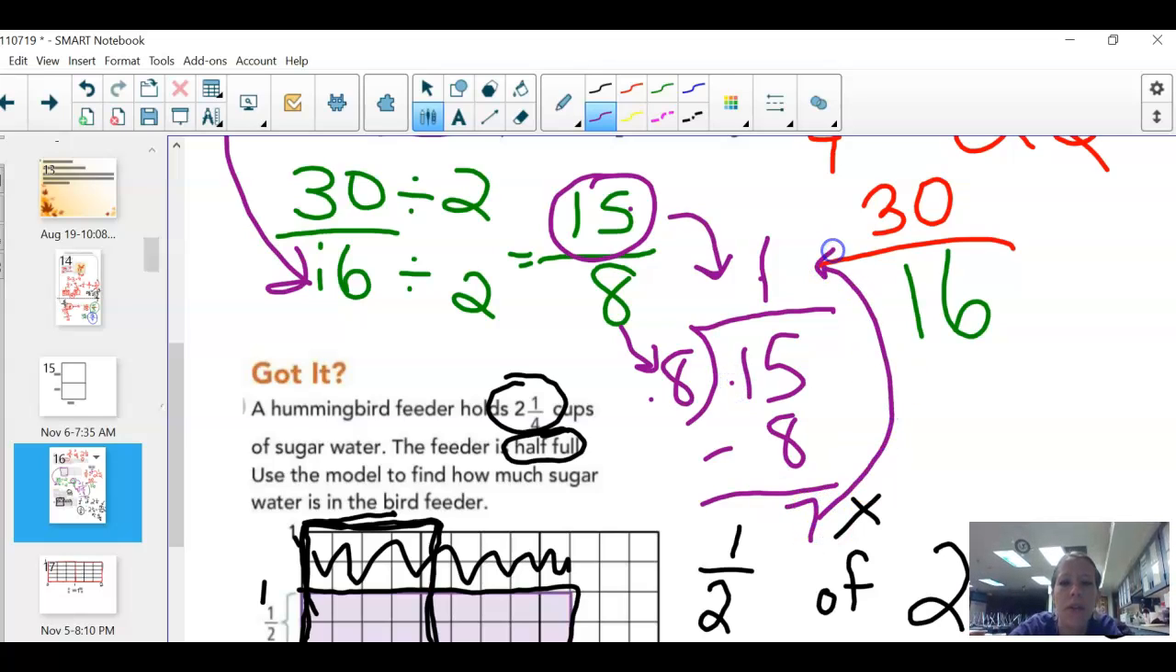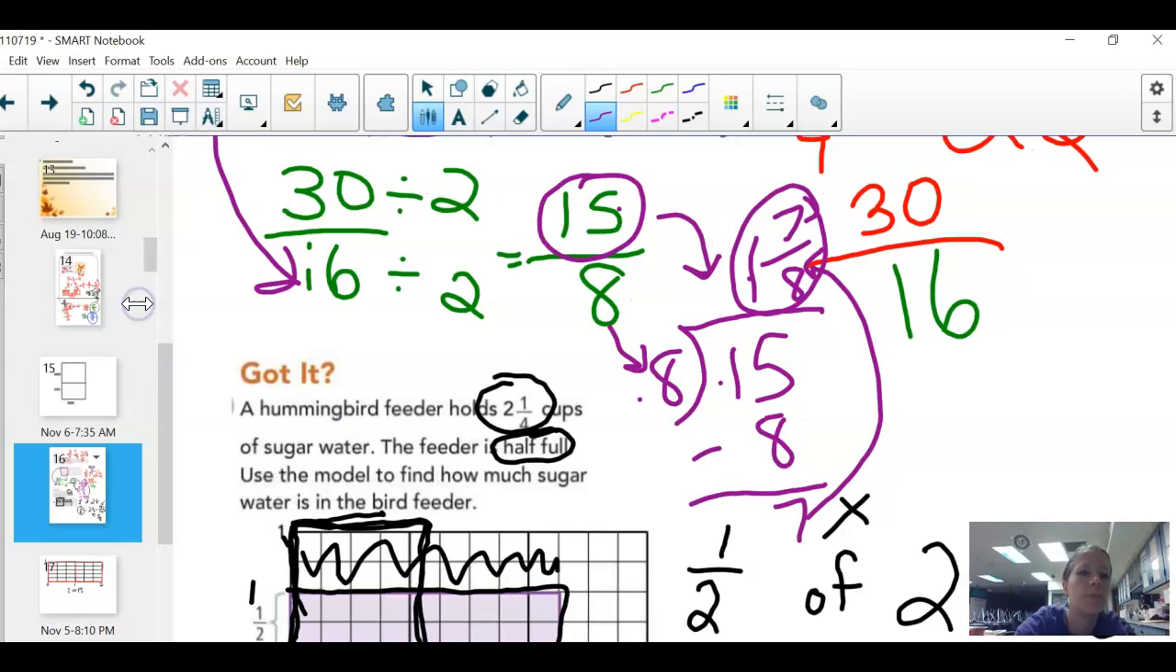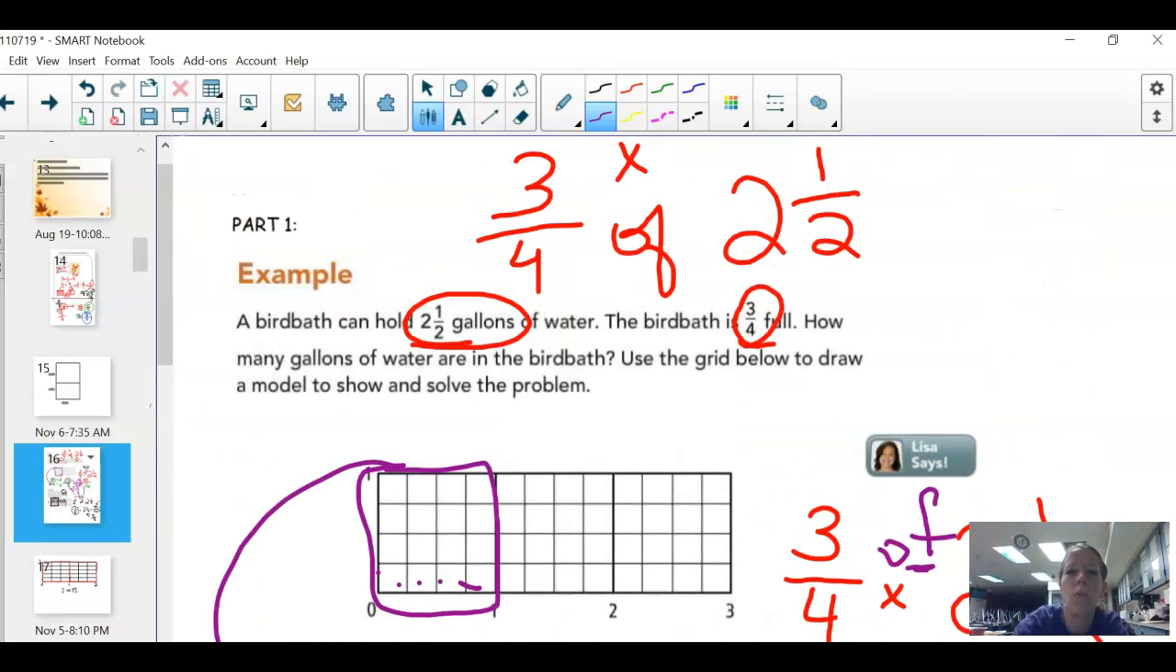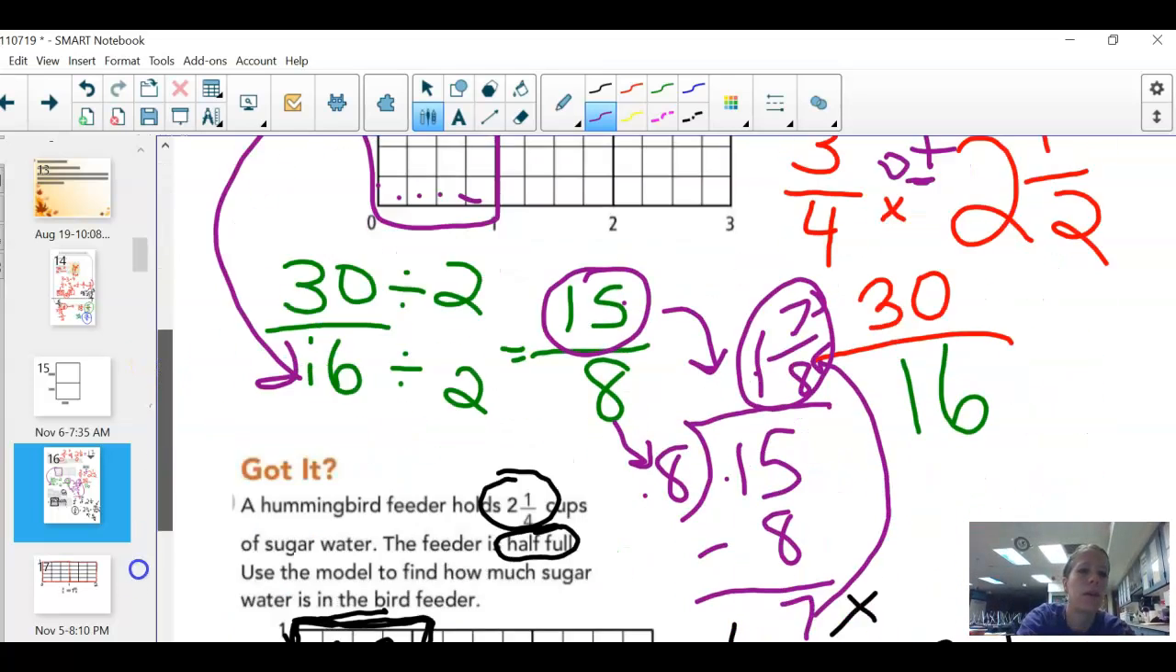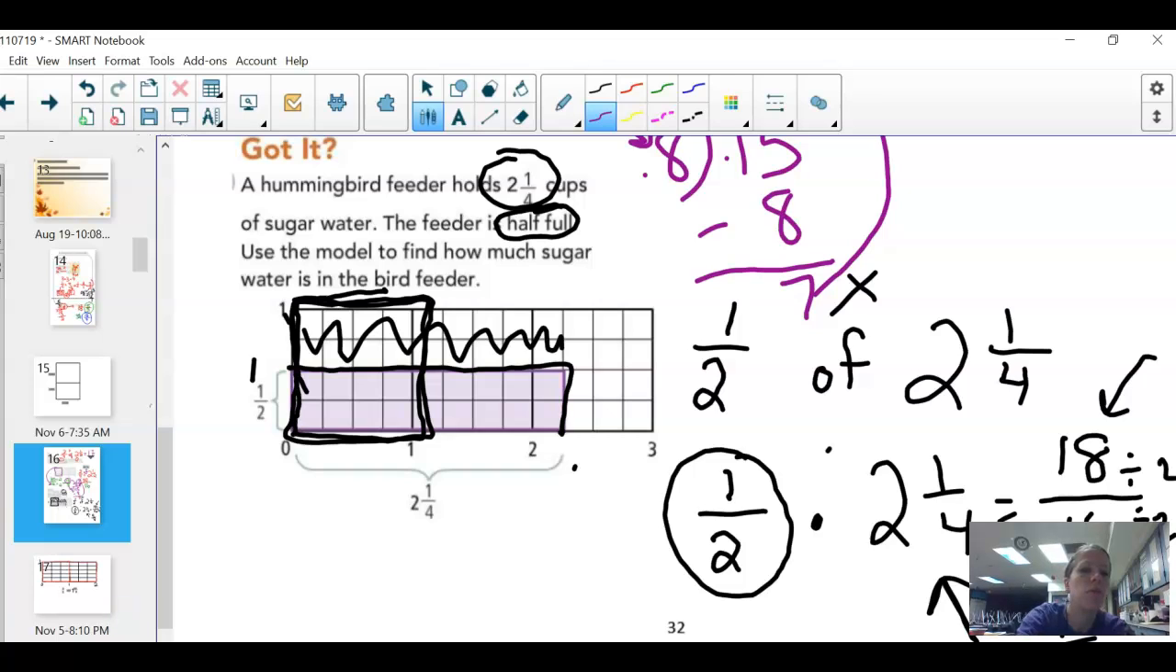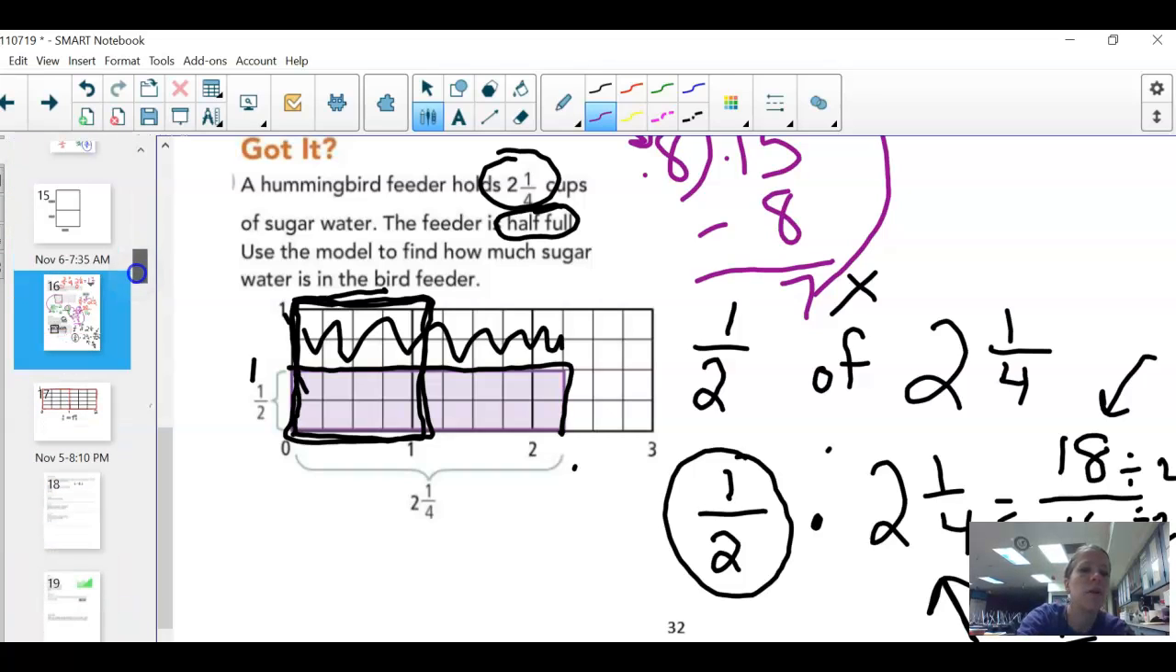The 7, this is a review, so feel free to look back at I-12, which was the second lesson in our book, if you're stuck. 7 is my numerator, 8 is my denominator. So my answer to this problem is 1 7/8. Okay? The second problem we looked at was another one with modeling, and that one was our hummingbird feeder.